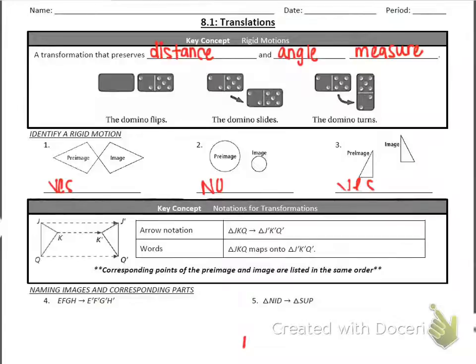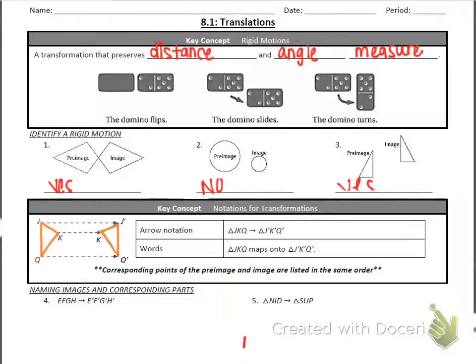Okay. So notation for transformations. There's 2 different types of ways we can describe a transformation. This one that is shown looks like a flip, so they flipped it. So here's your pre-image. Let me just outline it for you guys. There's your pre-image, and then here's your image. And what those dotted arrows are showing is the corresponding points.